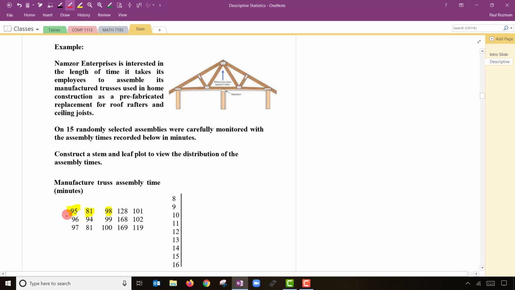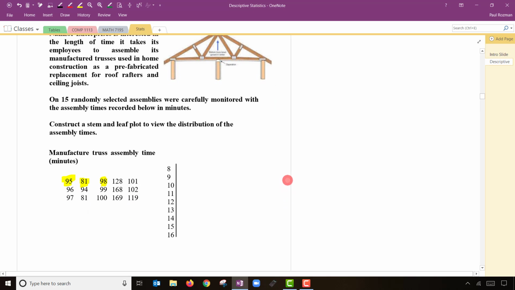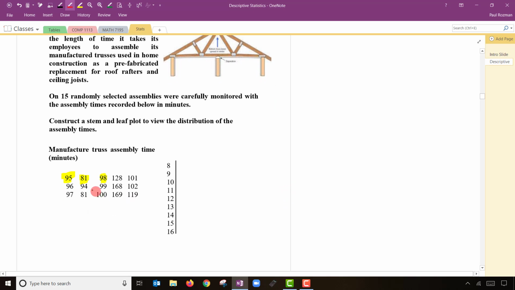When you just look at data like this, it's kind of hard to get much information out of it when you are just writing down values that you've collected. It's nice to come up with some way to summarize it where you might be able to find what the typical result is. Or you might want to identify, are any of these values unusually large or unusually small? And this stem and leaf plot will help us do that.